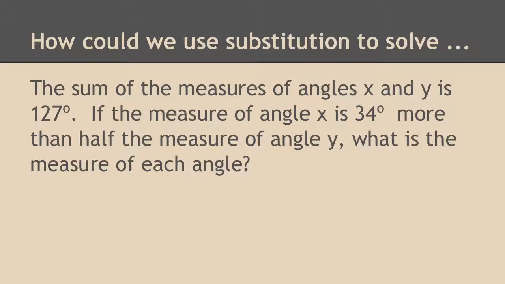Okay, on this one I'm going to help you set it up, but then I want you to solve it without me. So it says the sum of the measures of angles X and Y is 127. So X plus Y is 127. If the measure of X is 34 more than half Y, what is the measure of each angle? So I have my system set up right here. I want you to substitute, solve, pause me while you're working, and come back when you're ready for checking.